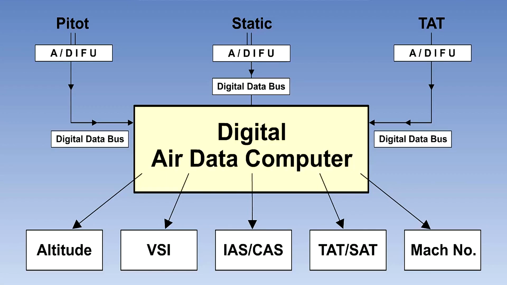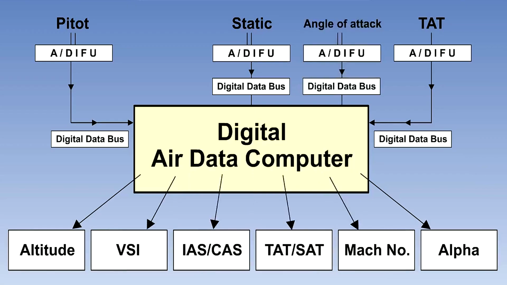With the advent of digital air data computers, a change of format was required, and so these are also often referred to as analog to digital interface units or ADIFUs. The transmission line now becomes a digital data bus bar rather than an analog electrical signal. With the addition of angle of attack sensing, this brings us up to date with modern systems.